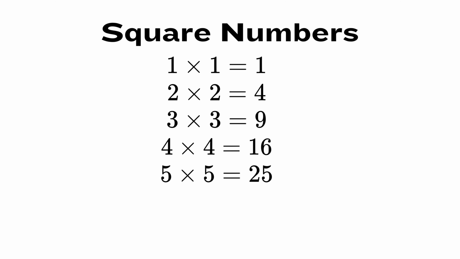Time to get structured with square numbers. These are numbers you get when you multiply a number by itself. 1, 4, 9, 16, 25 and so on. Now imagine arranging dots into perfect squares. That's where the name comes from. Neat, organized and visually satisfying.